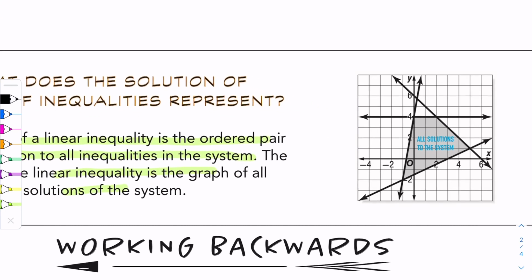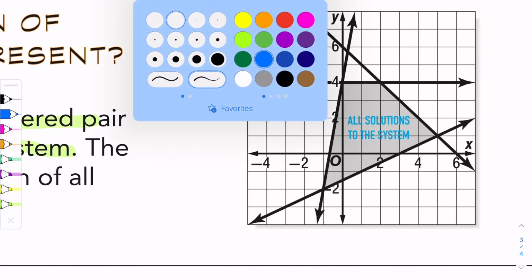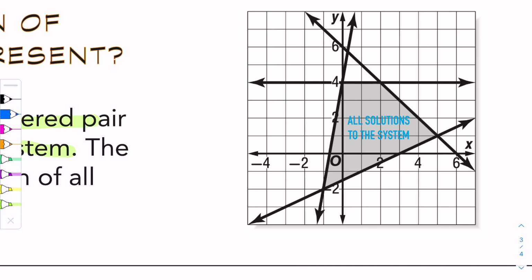So if we zoom in on this example here, you can see I only labeled the shaded region. That means if you want to find a solution to the system, you can pick any point in the shaded region. So for example, I just highlighted the point 2, 3. 2, 3 would be a solution to all the inequalities in this system.